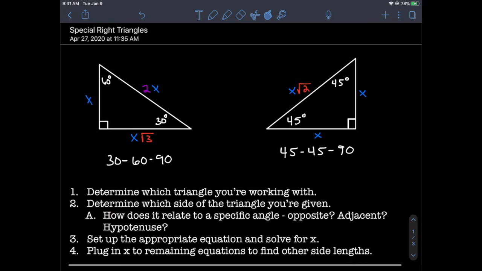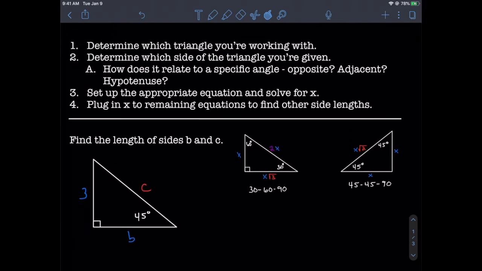But for now, once you have that information, you're going to set up the appropriate equation from the triangle and then solve for x. And once you have x, you have the keys to the rest of the kingdom there. You're going to plug that into the remaining equations to find the other side lengths. Right, so those are the steps. Why don't we go ahead and take a look at some examples and see how they work in practice.